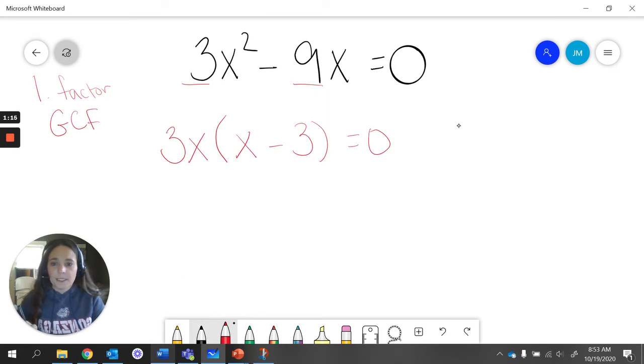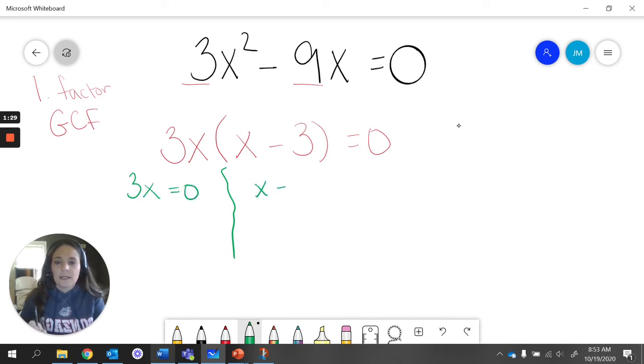Okay, so now that we have 3x times (x − 3), we can use the zero product property. Either the 3x has to equal 0 or the x − 3 has to equal 0. So I'm going to separate it right there and write two equations. Either 3x = 0 or x − 3 = 0. We're going to solve both of those equations.